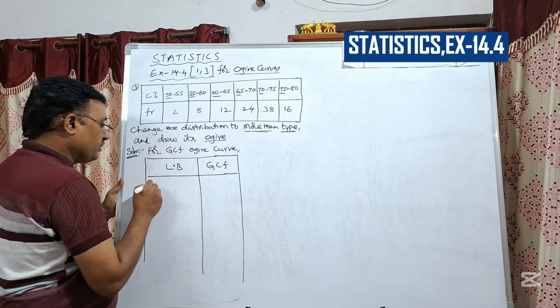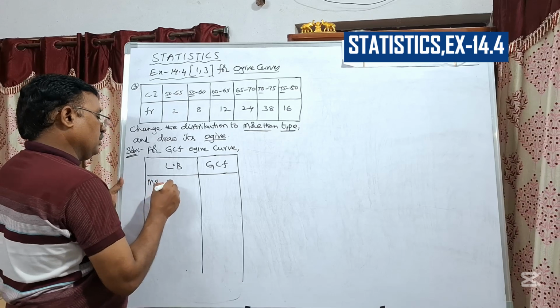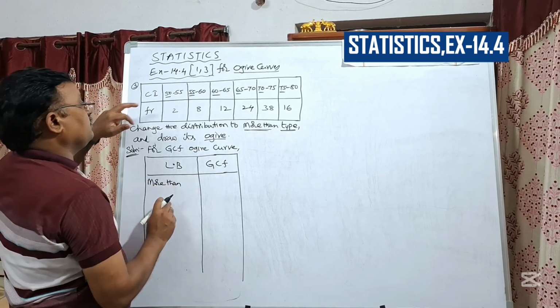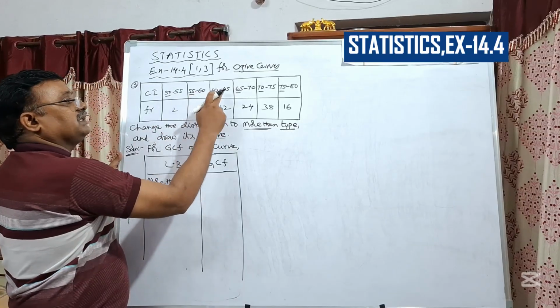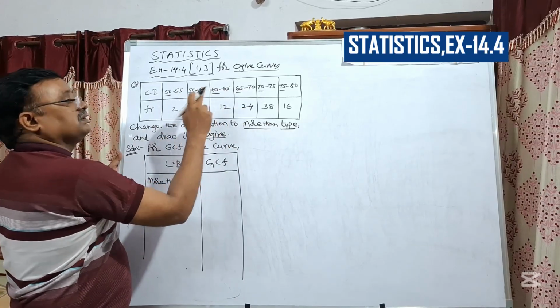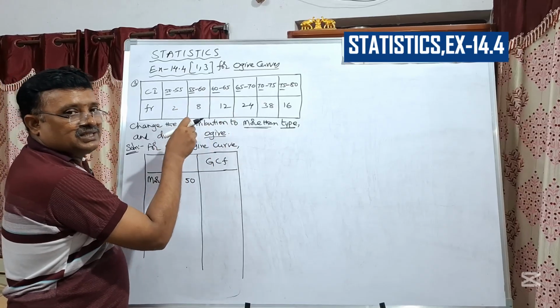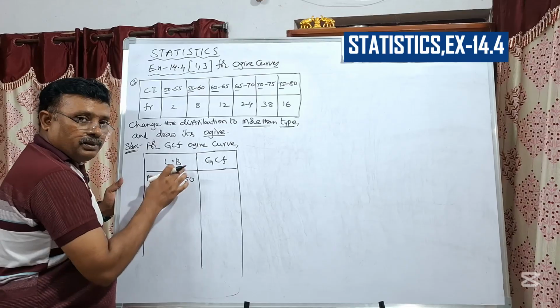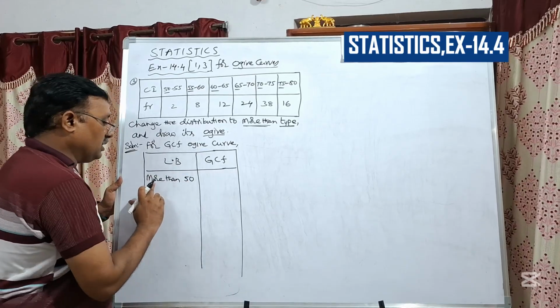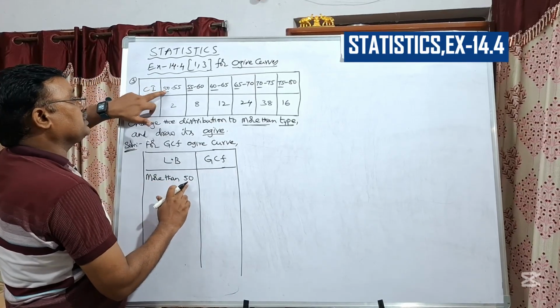That's why we use this word "more than". What is the first lower boundary? 50. Because class intervals are continuous, directly the least value will become the lower boundary. So using the lower boundaries, prepare the table with the words "more than" first lower boundary.